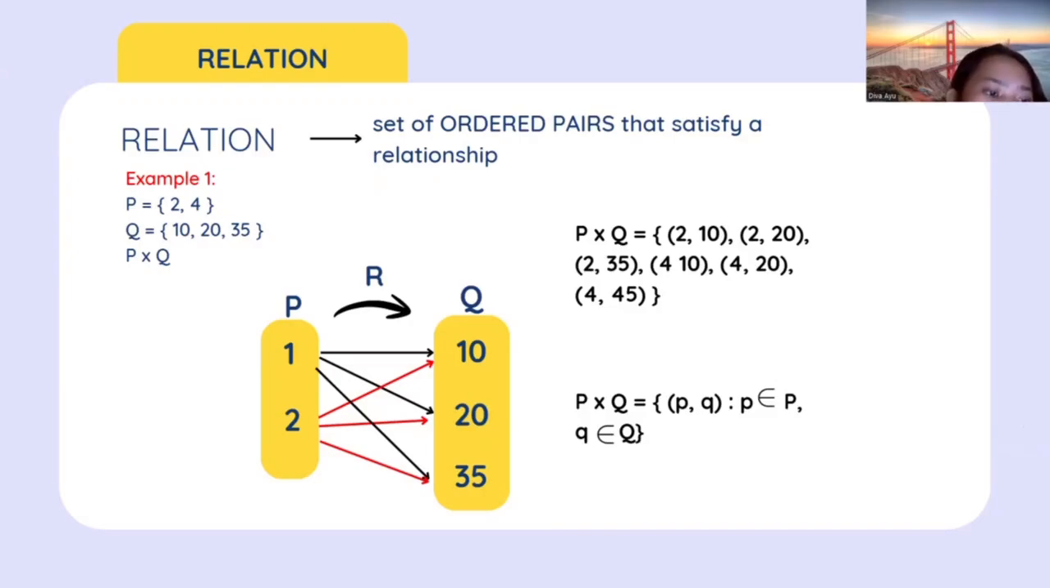We first take the Cartesian product of two sets. Let's use an arrow diagram for the Cartesian product of set P and Q. So P cross Q is a set of the following ordered pairs. It's 2 paired with each of these three, and then 4 paired with each of these three.